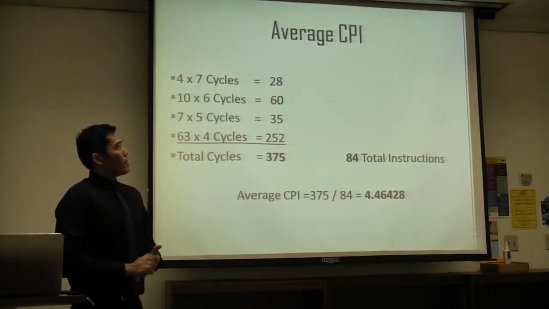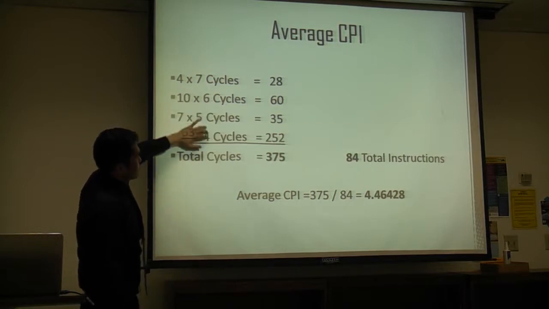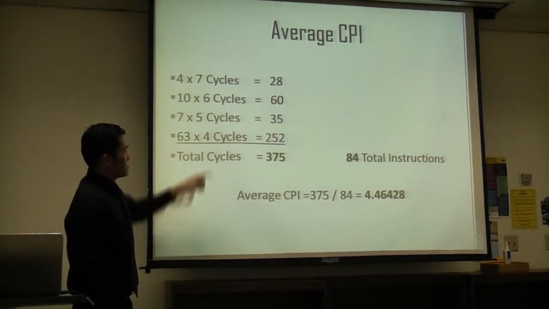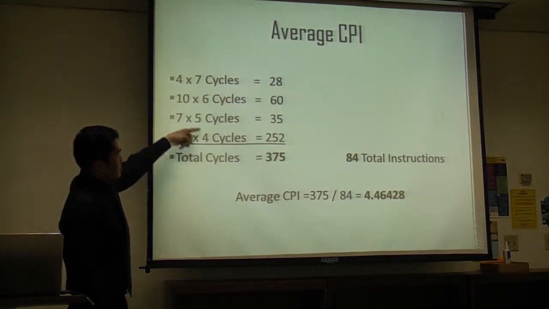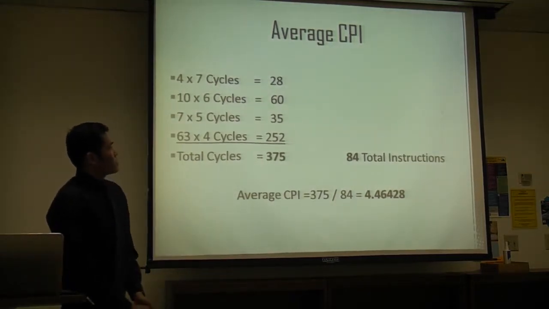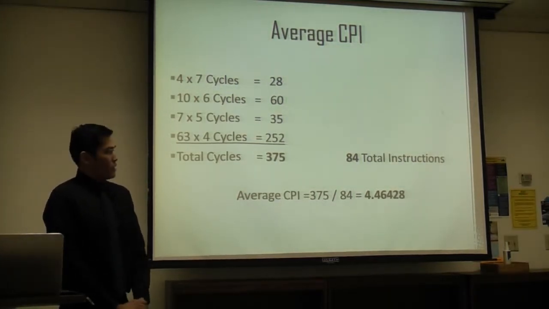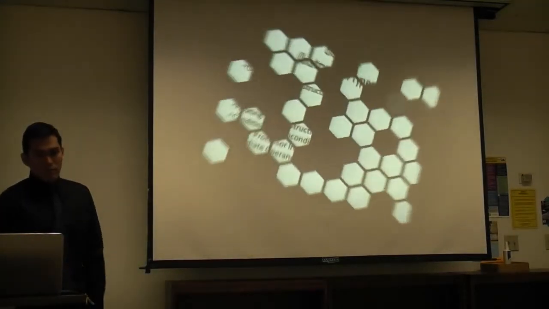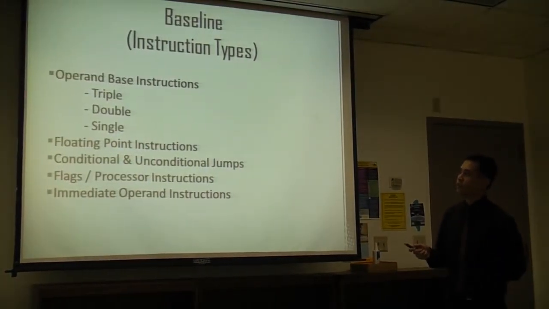For our processor, we have an average CPI of 4.446. For all these cycles, the three cycle overhead is included. So this one is pretty much a one cycle instruction, two cycle, and so on. So we have 84 total instructions, 4 more than the baseline of 80. And Jolan is going to talk about the instruction types.